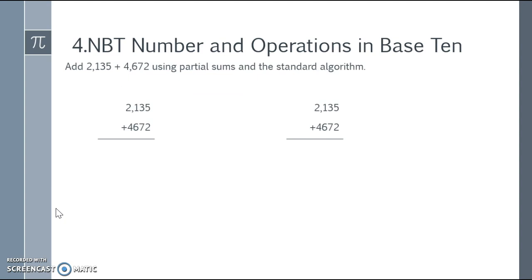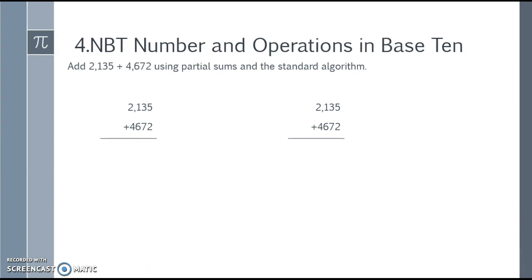Let's compare 2,135 plus 462 using partial sums and the standard algorithm. On the left, we will use partial sums, and on the right, we will use the standard algorithm. So our first step with partial sums is that we want to add 5 plus 2, which is 7. Similarly, the standard algorithm is the same. We start on the far right.